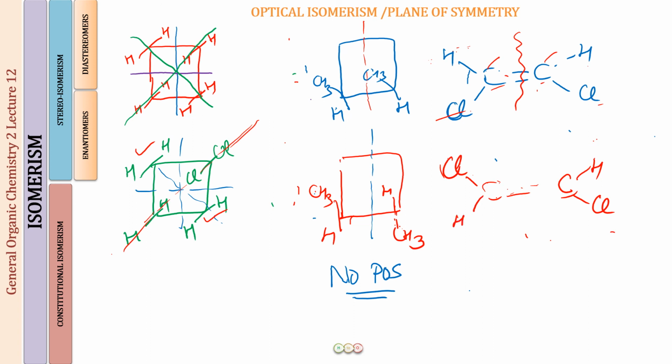Okay, so this is now the trans structure that I have. So now here you cannot divide it this way because it is going to be not mirror images of each other. One chlorine is above, the other chlorine is below, so they will not be the mirror images of each other. And if you're going to divide it this way, again there is going to be one chlorine above, one chlorine below, so you will not be able to have any POS over here. But what about the slicing one which we did?